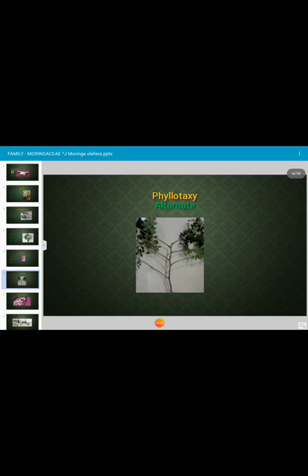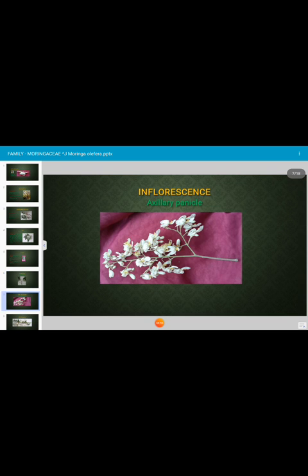Next, this is the phyllotaxy. What is phyllotaxy? Arrangement of the leaves in the plant. It is described as phyllotaxy in taxonomic language. And this is the branch of Moringa oleifera in the photograph. There is alternate arrangement of leaves. Okay, next. This is the inflorescence, the flowering shoot of the plant.